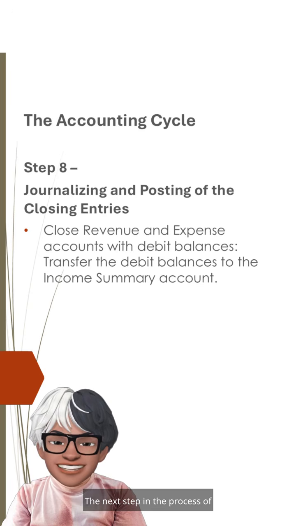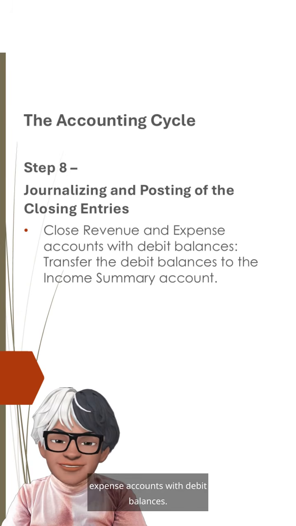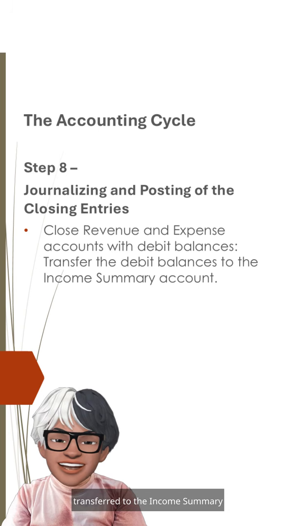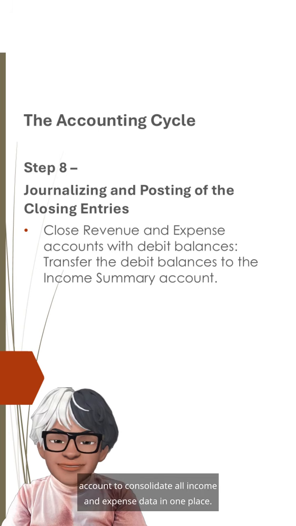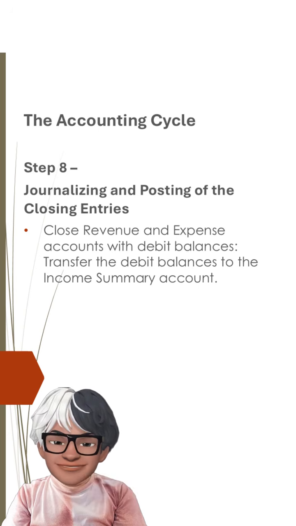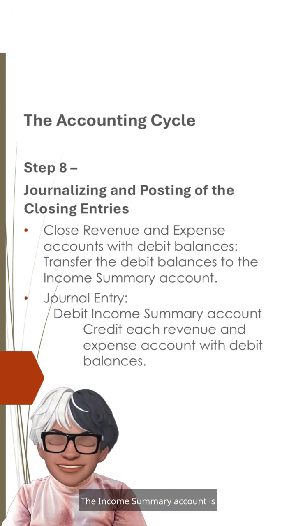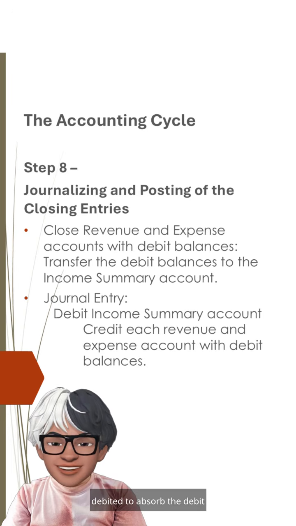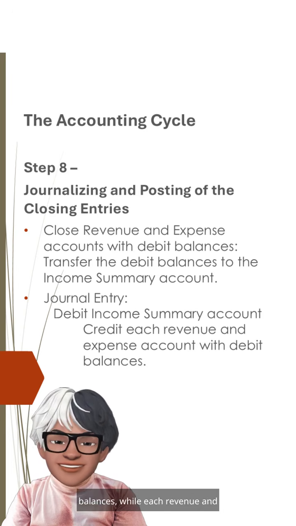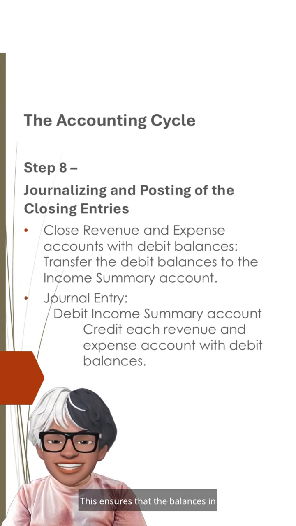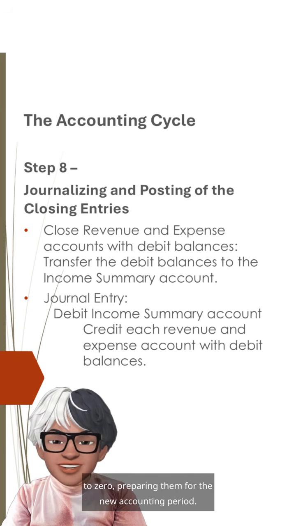The next step in the process of journalizing closing entries involves closing all revenue and expense accounts with debit balances. These debit balances need to be transferred to the income summary account to consolidate all income and expense data in one place. To execute this, a journal entry is made. The income summary account is debited to absorb the debit balances, while each revenue and expense account with a debit balance is credited. This ensures that the balances in these temporary accounts are reset to zero, preparing them for the new accounting period.